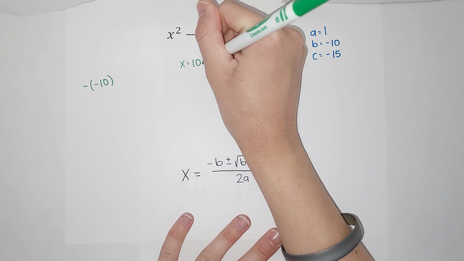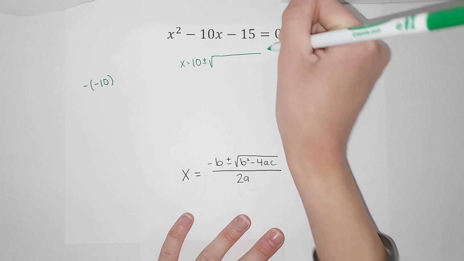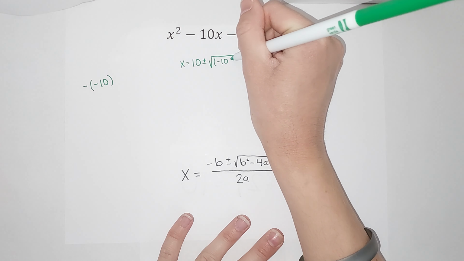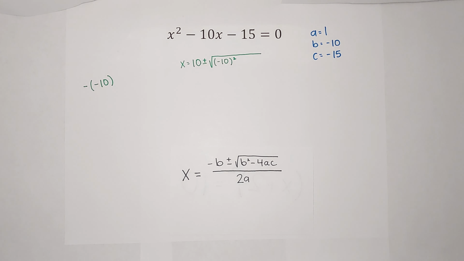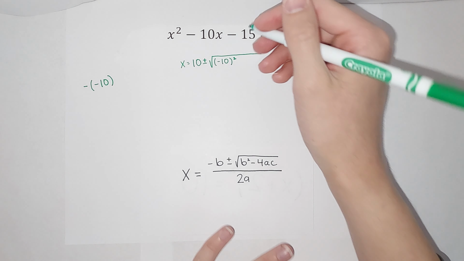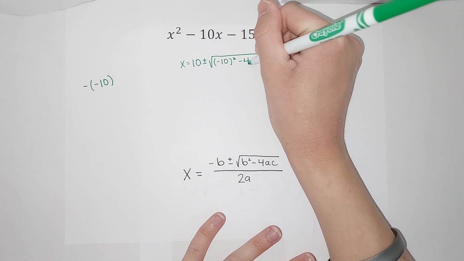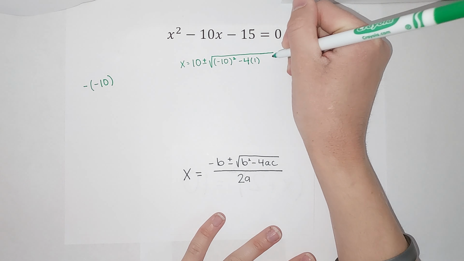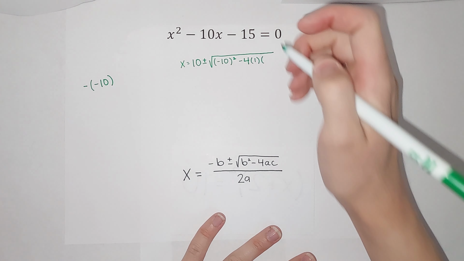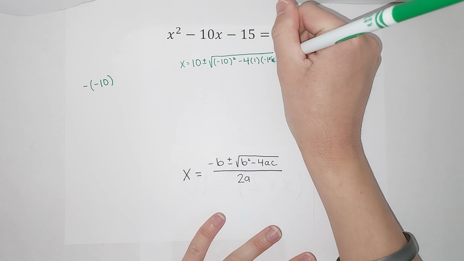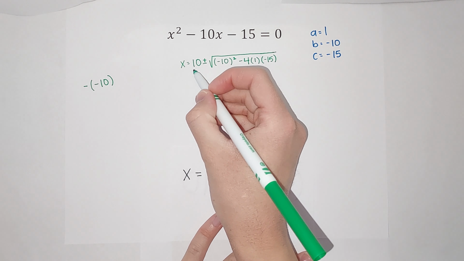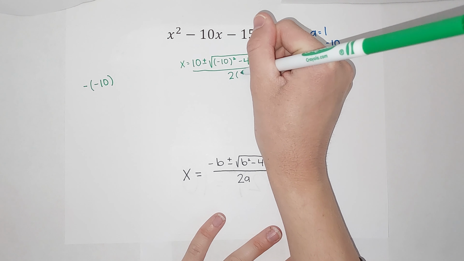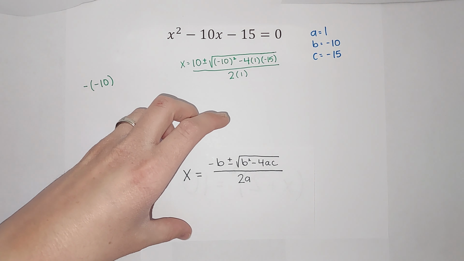Plus or minus the square root of b squared. Now I want to make sure I write b in parentheses so that that squared goes to the 10 and the negative, okay? B squared minus 4 times a, which is 1. We don't technically have to write it, but we will. Times a times c, which is negative 15. Okay. All over 2 times a, which again, a is just 1. Okay. All right, that's pretty, right?